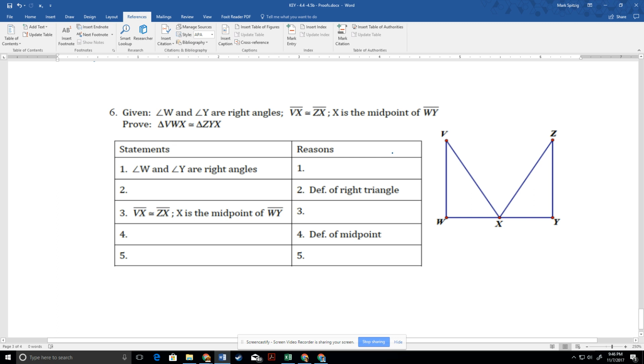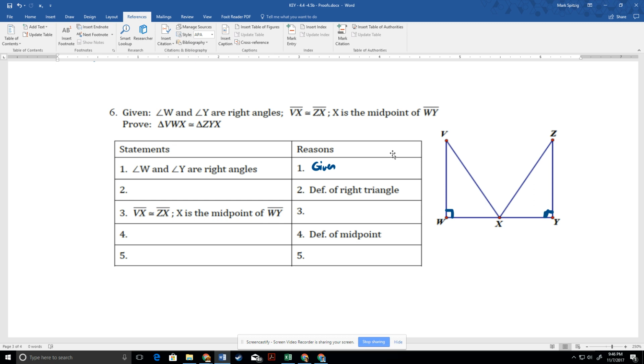All right, finally, this one's very similar to 4. It says that angle W and angle Y are right angles, and that is given. So I mark them because they are right angles, and they're given. And in this case, we're saying, because those are right angles, we can say that these are right triangles.